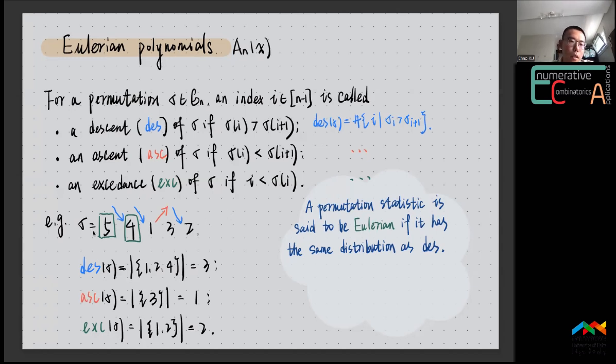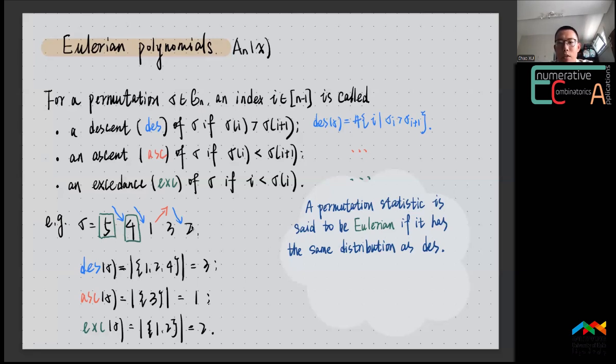For example, here sigma is 54132. Its descent number is 3, at the first, second, and third positions. The ascent number is 1, at the third position, from 1 to 3. The excedance number is 2, because it counts the 5 and 4 in the first and second positions.